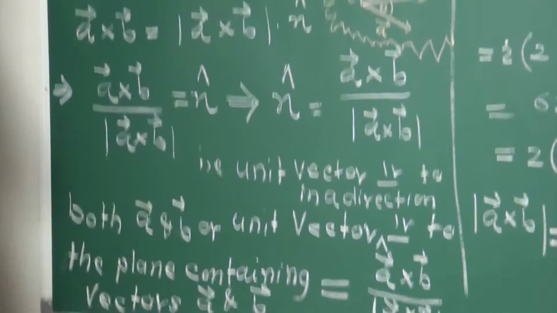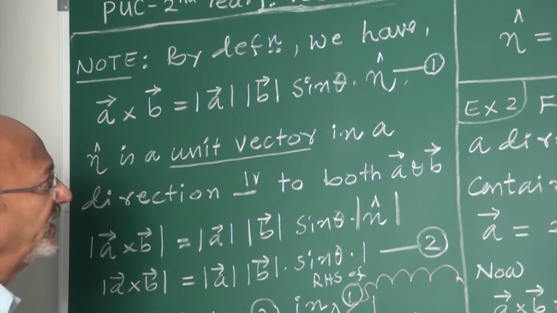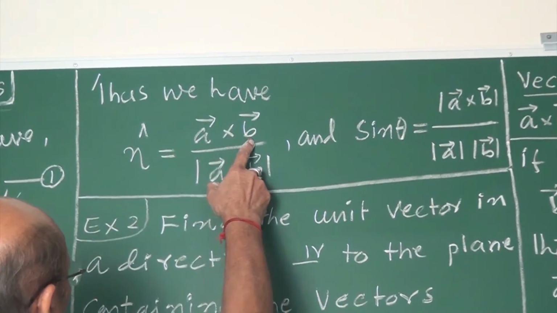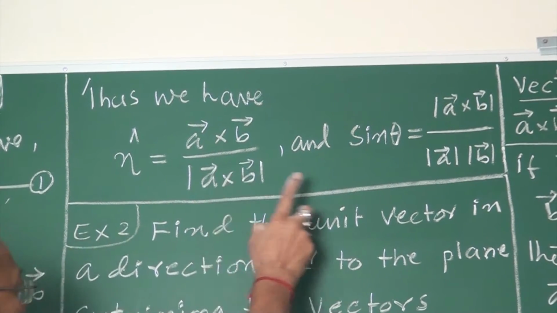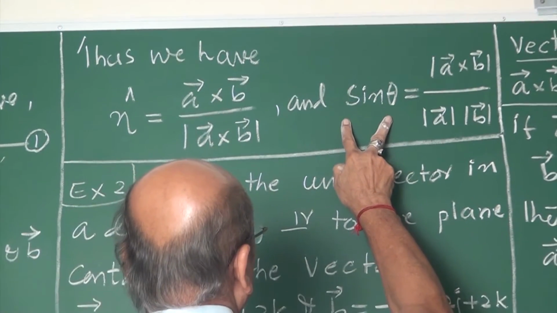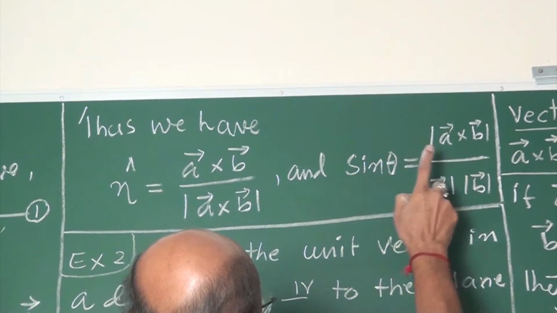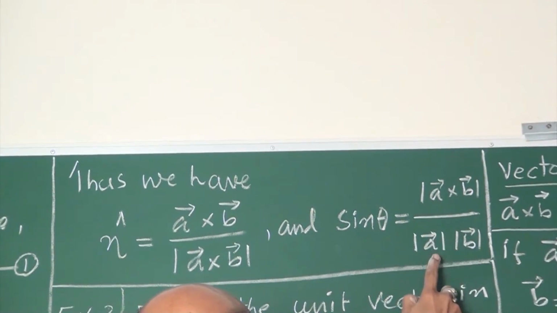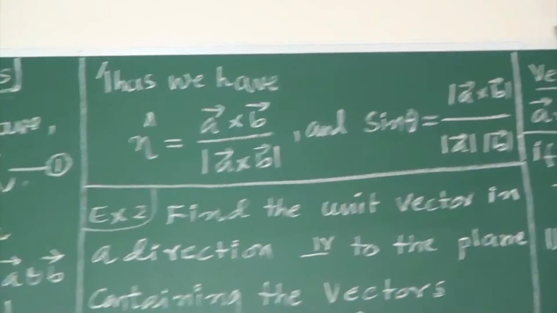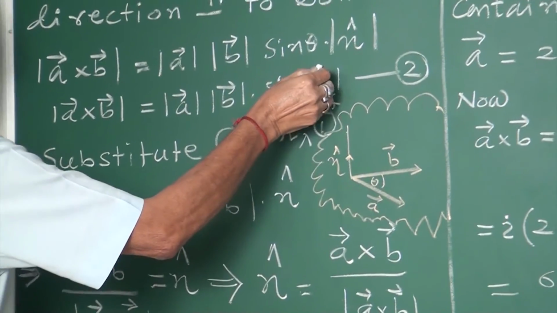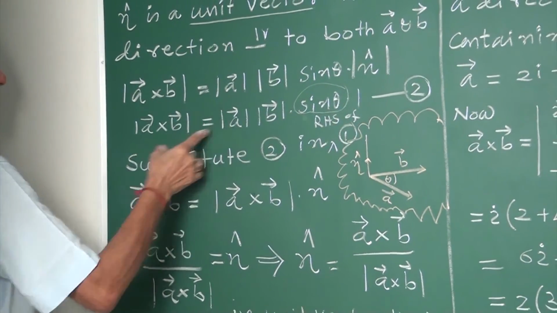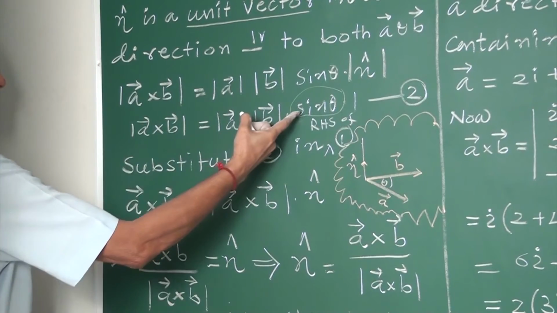Yes, my friends, this is the formula. Hence, we have eta cap equal to A cross B upon magnitude of A cross B, and this formula we have done in the previous class. Sine of the angle between the vectors A and B, that is sine theta, equal to magnitude of A cross B upon magnitude of A into magnitude of B. This is sine theta.